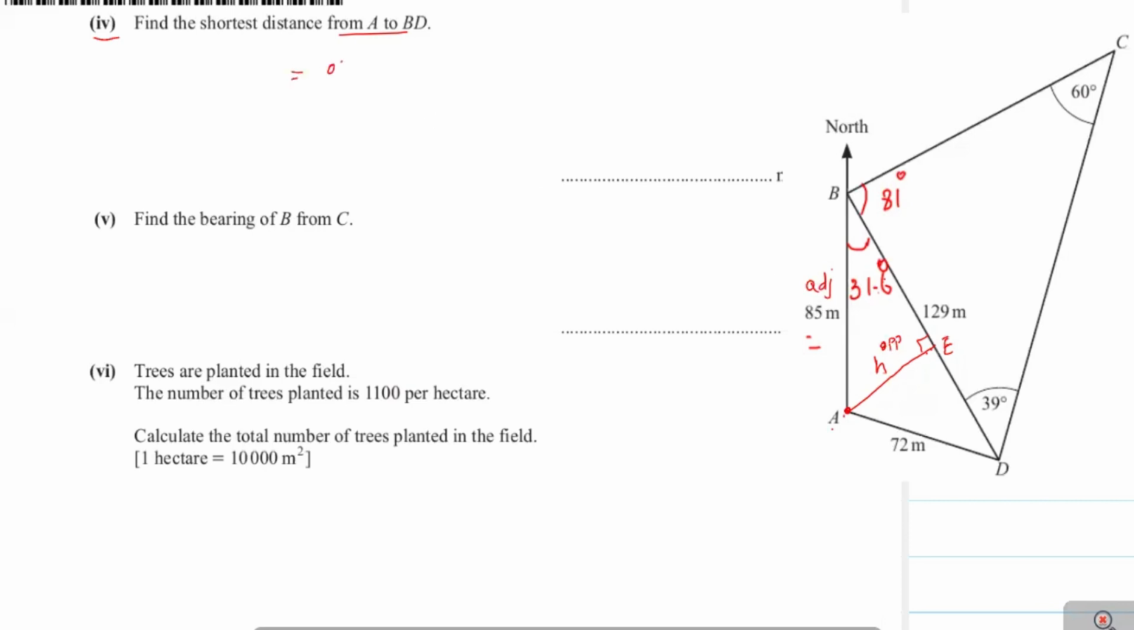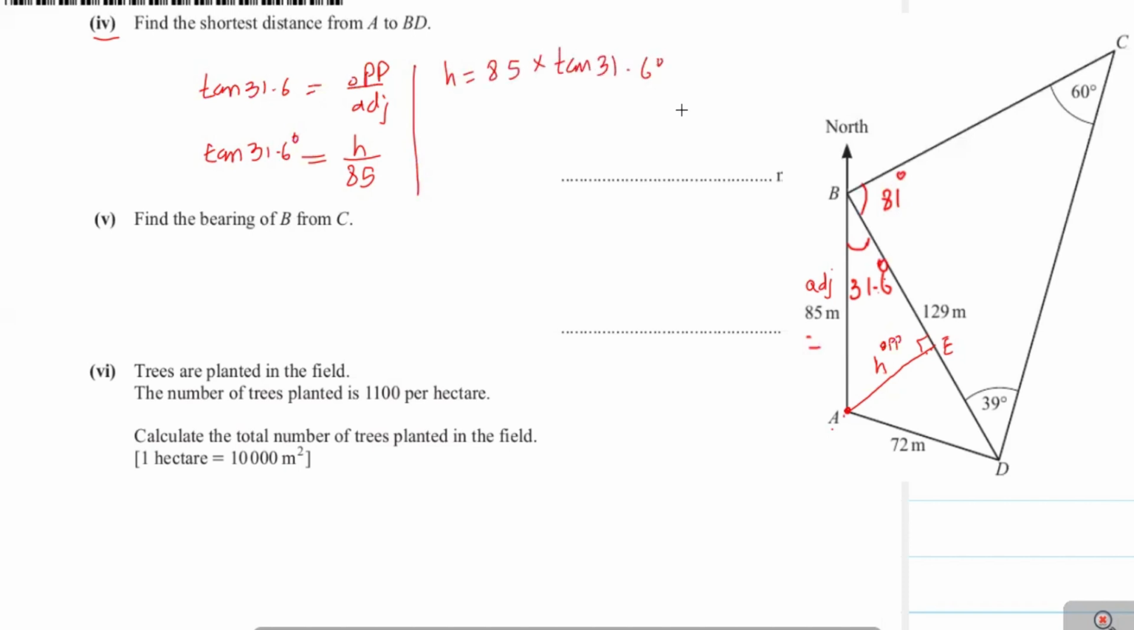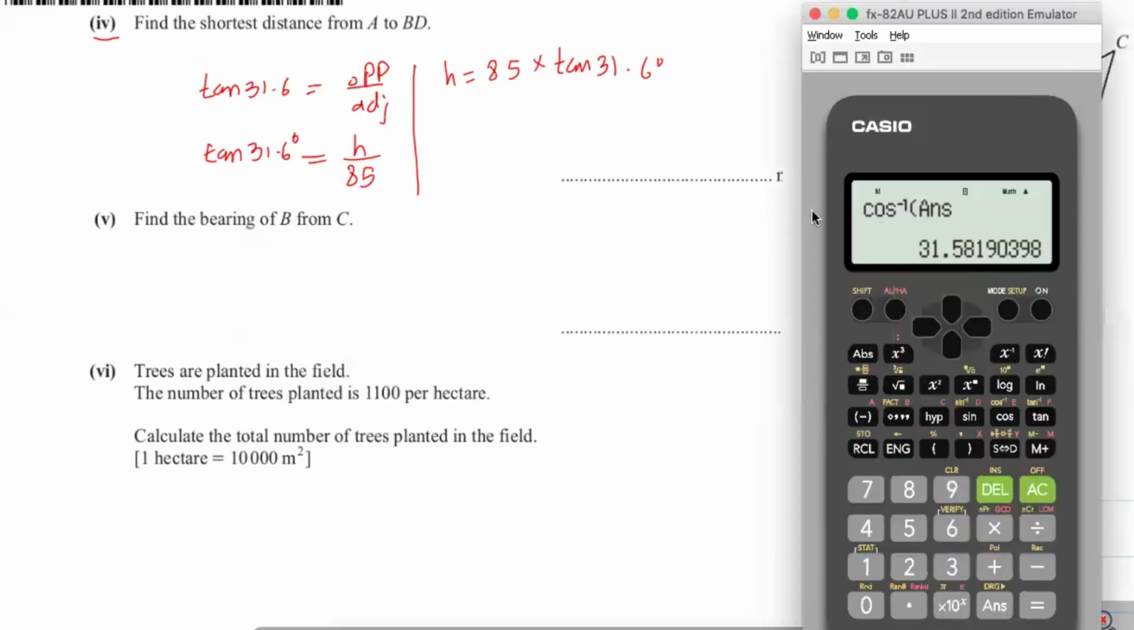This is opposite over adjacent. This ratio equals tan. Therefore, tan 31.6, the opposite length here is H and the adjacent length is 85 meters. We write it as it is. Therefore, length H will be equal to 85 multiplied by tan 31.6 degrees, and we can calculate this value here.